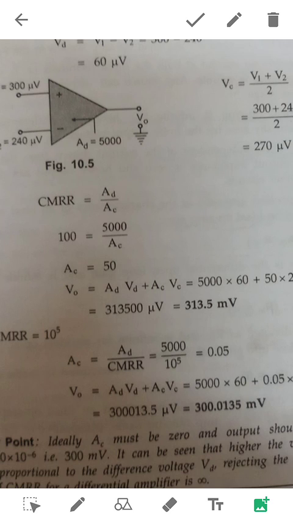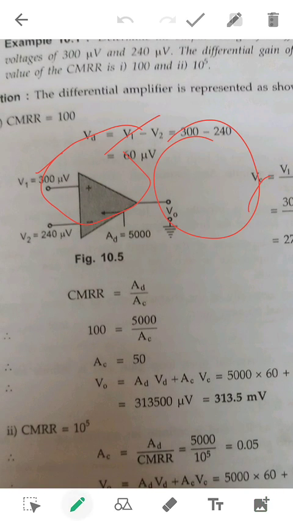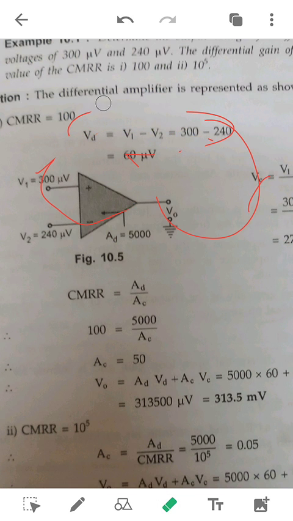Here you can see the VD. VD is V1 minus V2, that is the difference. So V1 is 300 and V2 is 240. So we are getting 60 microvolts.